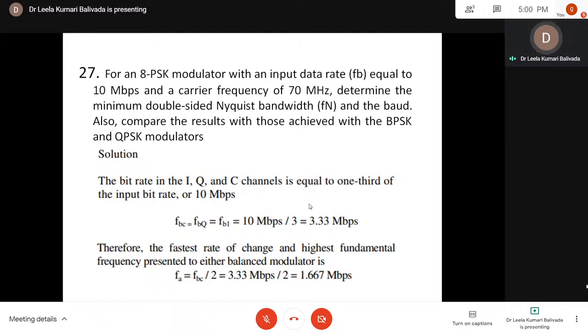Therefore, the fastest rate of change and highest fundamental frequency presented to either balanced modulator is given by FB by 2. For each of the balanced modulators it is 3.33. Therefore, the highest fundamental frequency is FBC by 2, which is equal to 3.33 Mbps divided by 2, which is equal to 1.667 Mbps. So this is the fundamental frequency.